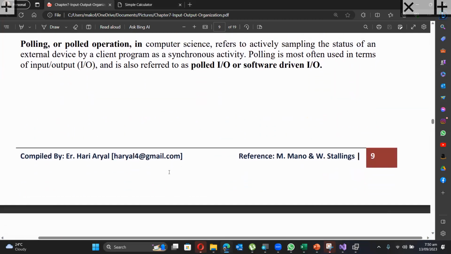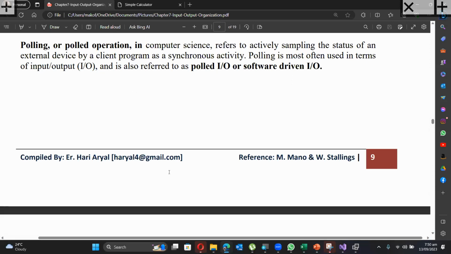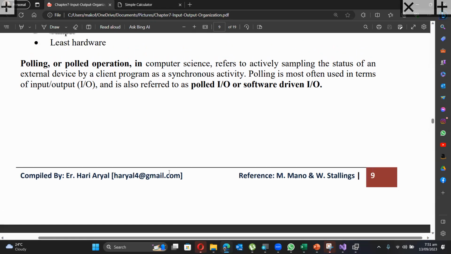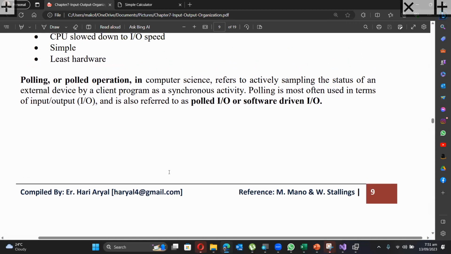The next major thing we must discuss as part of our lesson is polling or polled operation in computer science, which refers to actively sampling the status of an external device by a client program as a synchronous activity. Polling is most often used in terms of input-output and is also referred to as polled I/O or software-driven I/O. Again, a concept here, we must look at this concept very importantly.